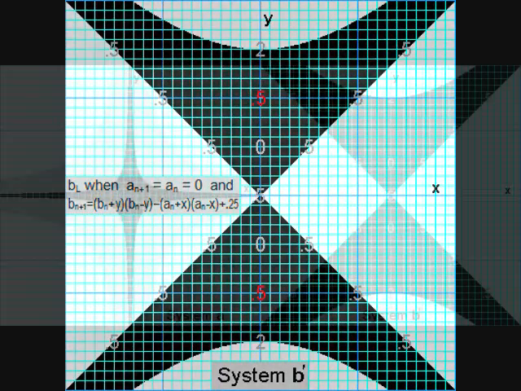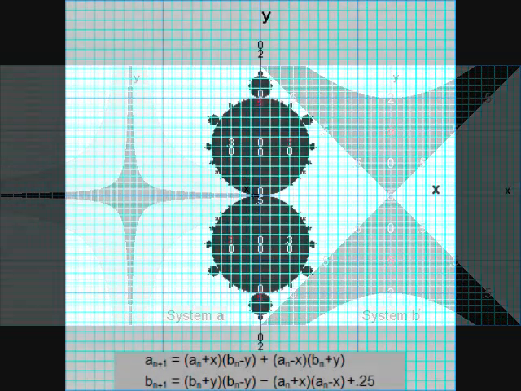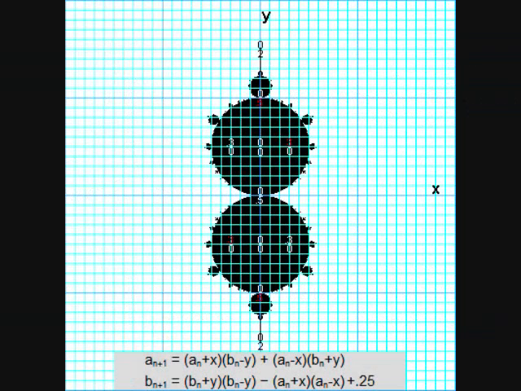How do you think this change to system B will affect its interaction with system A and change the diamond pattern? The interaction between systems A and B now results in a pattern of stability, which, like the pattern for system B, has two identical halves and is symmetrical about the x and y axes. This pattern is known as the duality pattern.